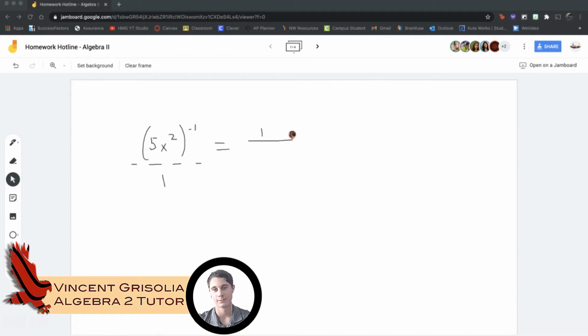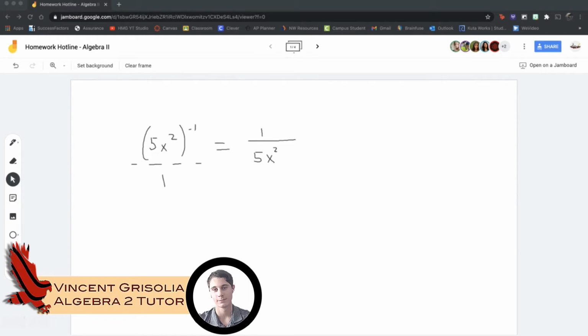So it's 1 over 5x squared. You do keep the exponent, but since it's a 1, it doesn't change anything, so you don't have to write it. And then if you started with 1 over 5x squared to the negative first power, you would flip it again and it would bring the 5x squared into the numerator. Very important, the negative exponent does not change the sign of the expression. So make sure you know how to apply that rule.